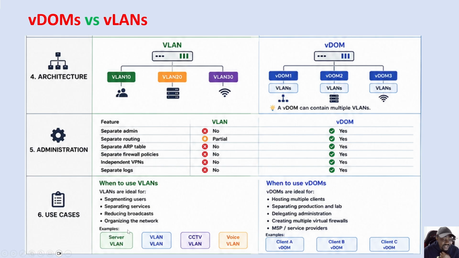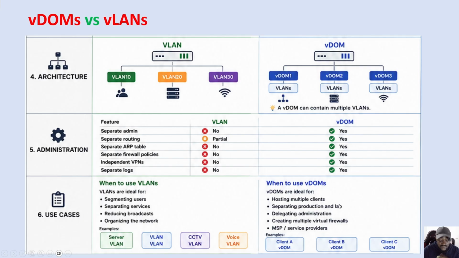So you have a VLAN for servers, a VLAN for users, CCTV, VLANs for voice. So that's simple. But in case you need a more complex situation, like hosting multiple clients, separating production environment from lab environment, delegating administrative access or delegating administration to other users, or managing multiple virtual firewalls, in that case you can go with vDOMs.